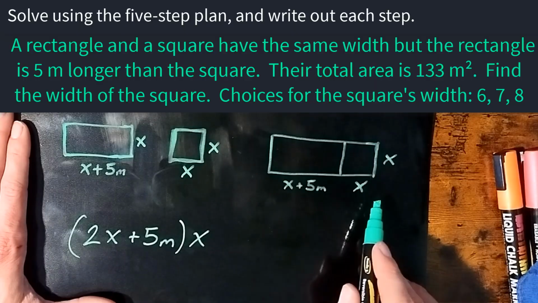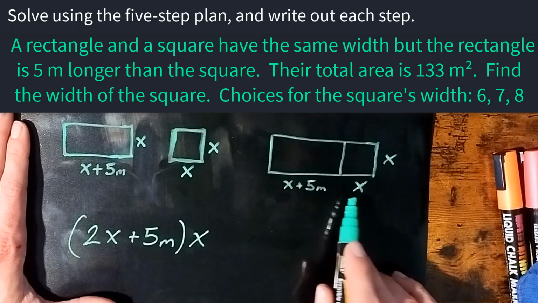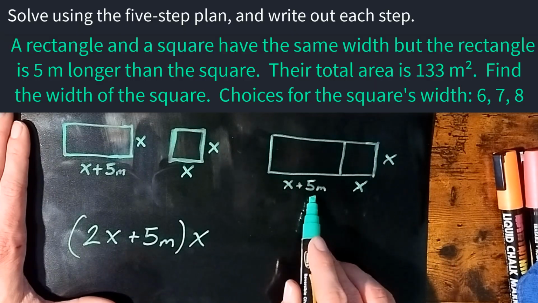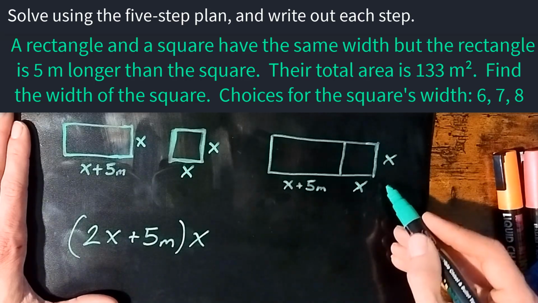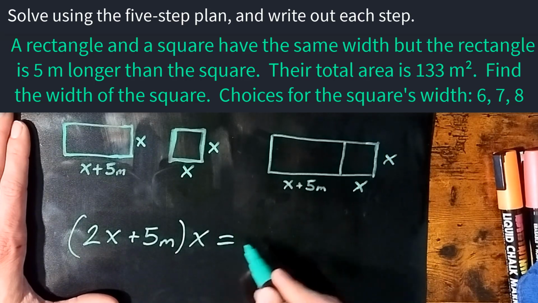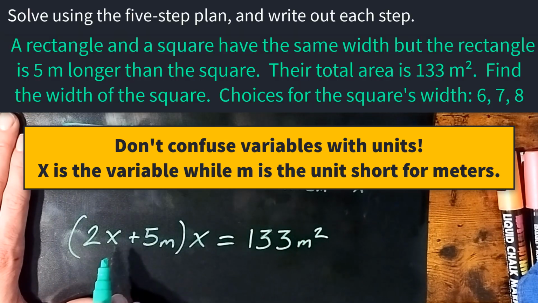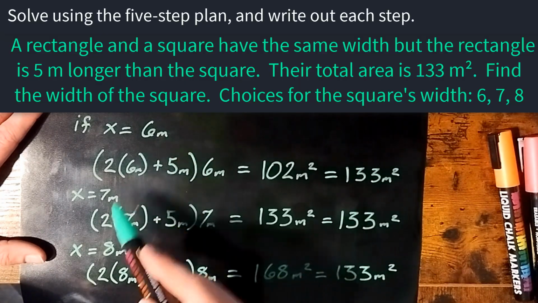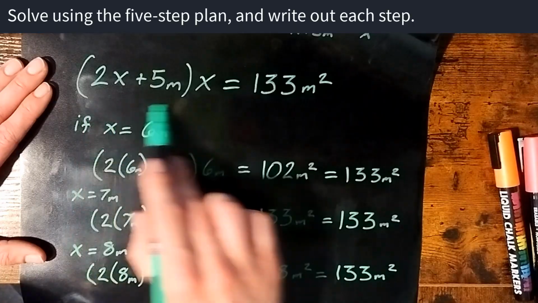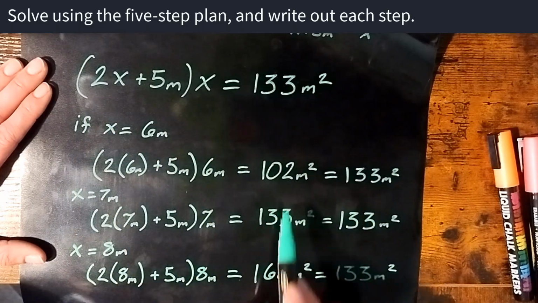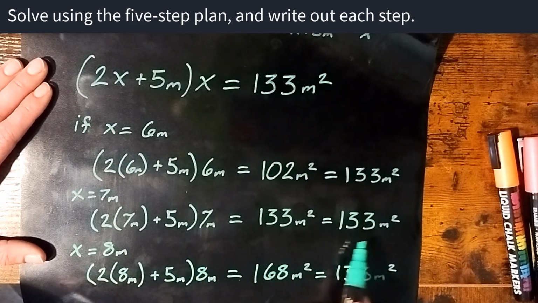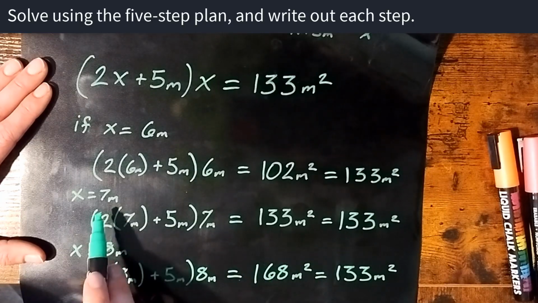The area of this rectangle equals length times width. The length is 2x plus 5 meters times the width, x, and that equals 133 square meters. In Chapter 12, we'll learn how to solve for x in this quadratic equation. For this chapter, we'll plug in our choices and see which one is true. X can equal 6, 7, or 8 meters. After plugging those values into the equation, I got these respective values. As you can see, the only equation that is true is when x equals 7 meters.